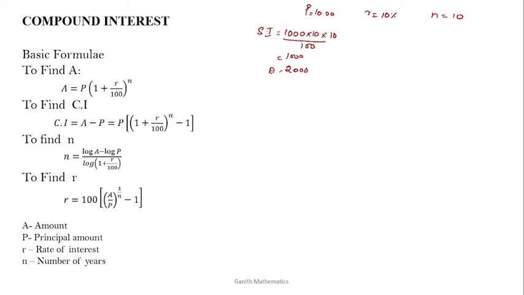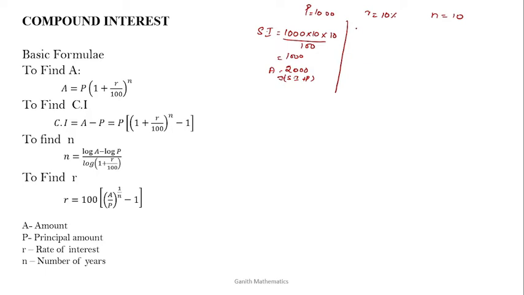This is nothing but the amount, which is simple interest plus the principal amount, which I taught you in the previous lecture on simple interest. So the amount is 2000. This is what I'll receive at the end of 10 years. This is for simple interest. Compound interest is the extension form of that.